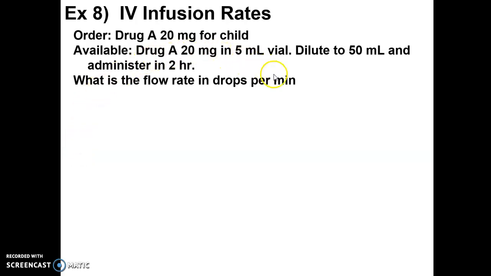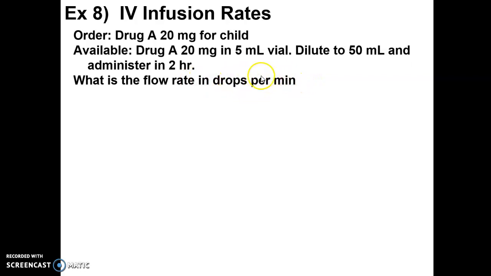Okay, so here's an example where we get to find a flow rate in drops per minute for a child. If we have an order to give drug A 20 milligrams for a child, and it comes available drug A that 20 milligrams is in a 5 milliliter vial. It says to dilute it to 50 milliliters and administer in 2 hours. So what is the flow rate in drops per minute?